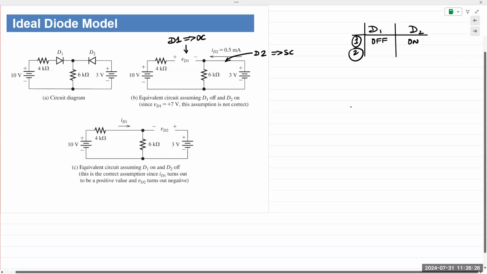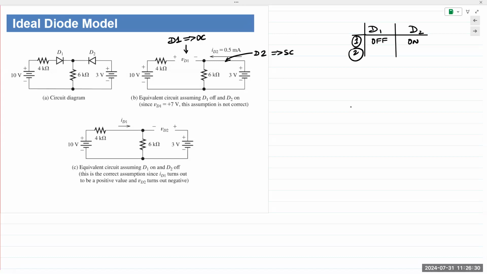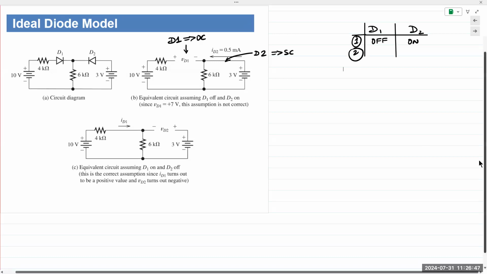That's just the assumptions. Does the setup make sense? Right, and again, the assumption does not matter. We assumed that D1 is off, D2 is on, and so D1 is replaced with an open circuit, D2 is replaced with a short circuit. So now we have to determine the voltages and currents for those diodes. See if the circuit makes sense.